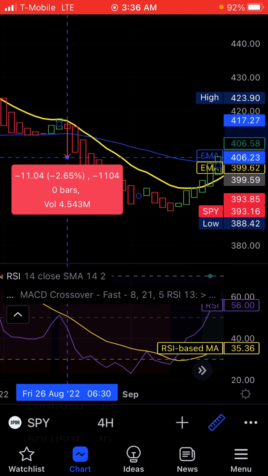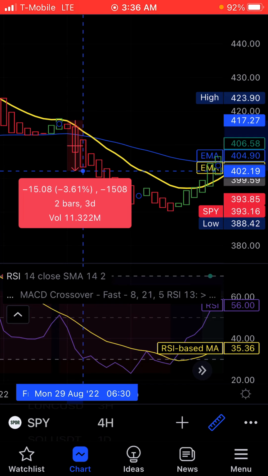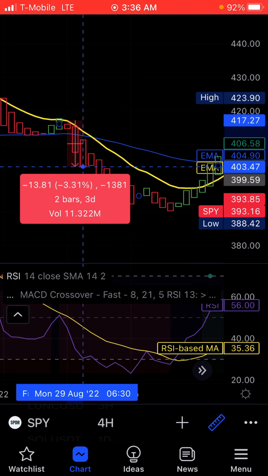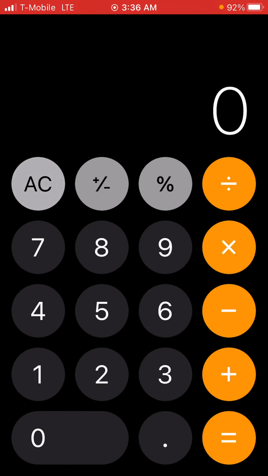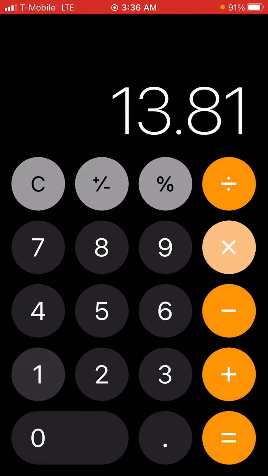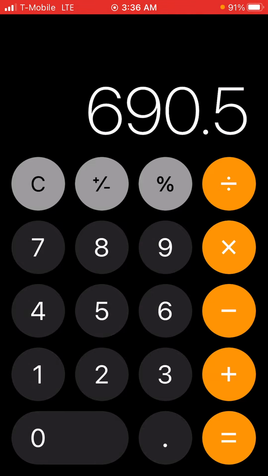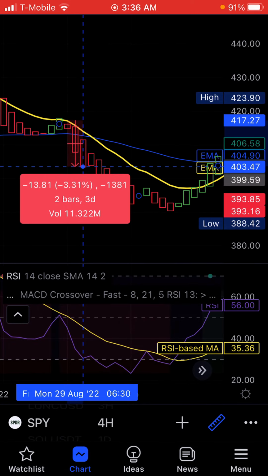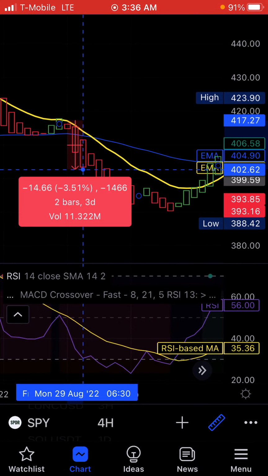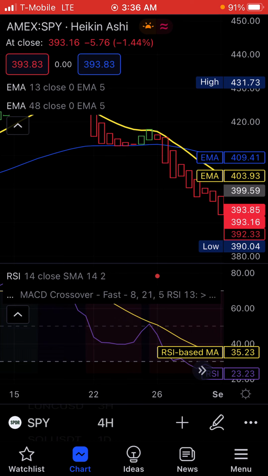And then I waited it out, and I'll just do 3 days, which is not a lot of bars. 2 bars for 3 days here. That is a 1381 difference in price for 3 days. So in 3 days, it had a price difference of 13.81. 13.81 times about 50. It's $690 in 3 days. So I really like the 4 hour.